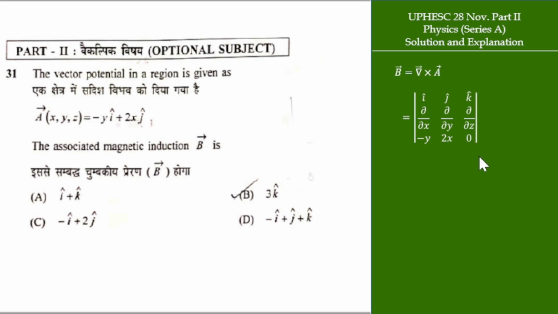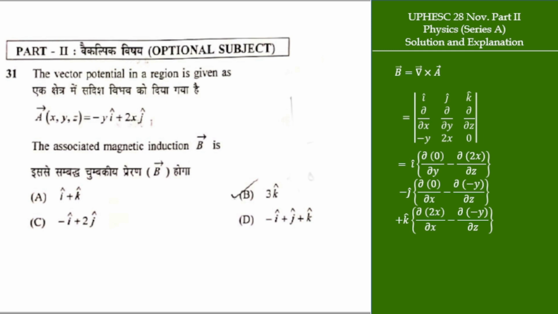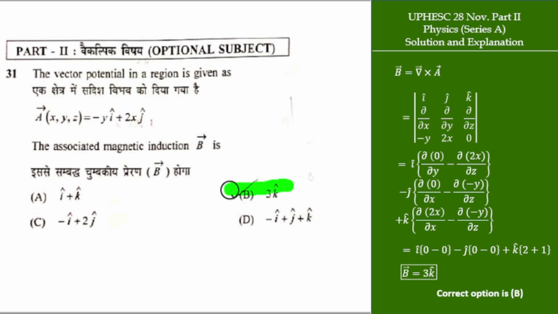So if we expand this determinant and find the value, we will get the answer for the magnetic induction. So let's expand this determinant along the first row. This is the expansion of the determinant, and when we simplify this, we get the answer equal to 3 unit vector k. So the correct option for this question is option B. Magnetic field induction is equal to 3k unit vector.